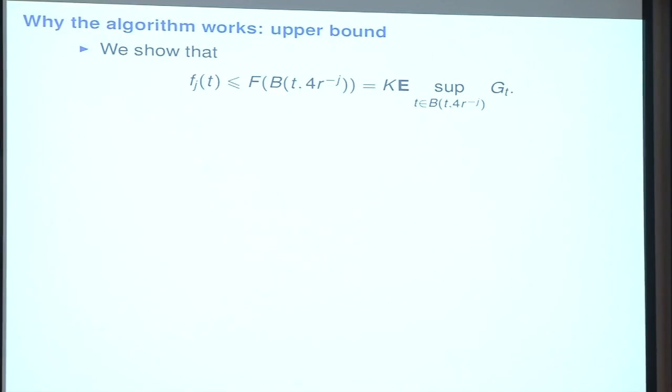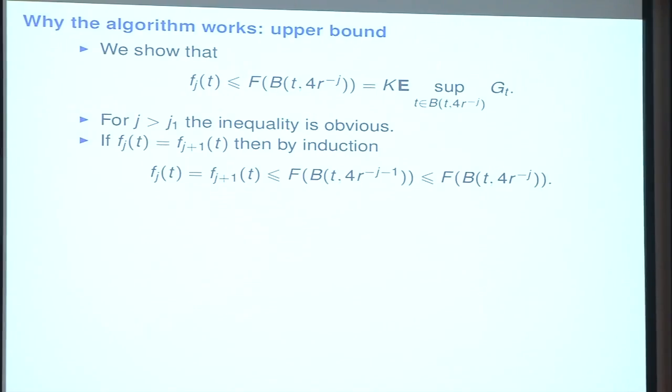So now, why is the algorithm exact? So why does it give us the right approximation of the gamma_2 numbers? The simplest proof of the fact is that we can prove that f_j(t) are always dominated, up to some constant, by the supremum over the ball with, once again, a little bit larger diameter, for R^{-j}. Okay? So the idea is to once again use induction.